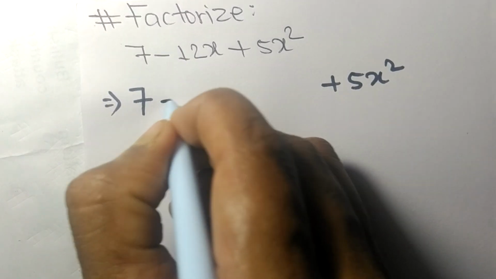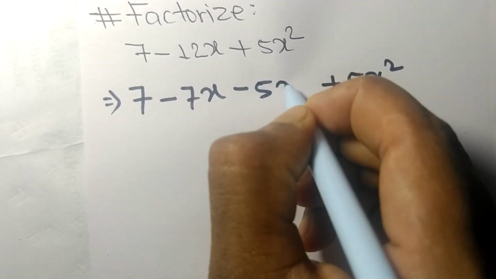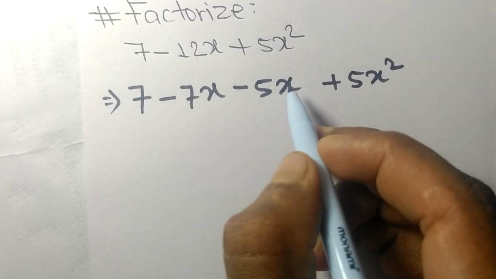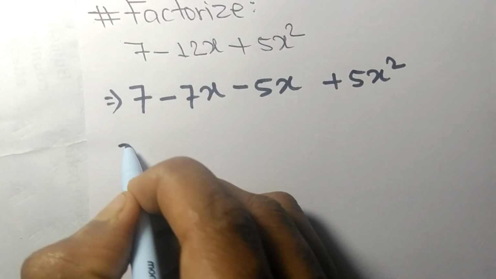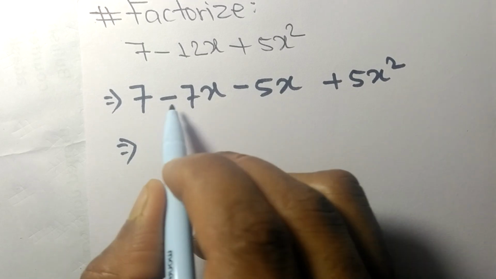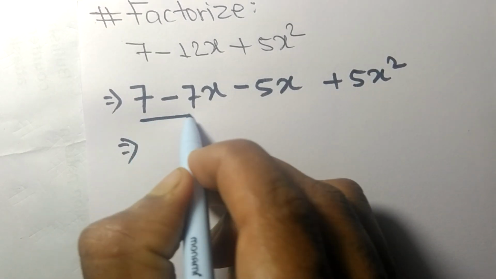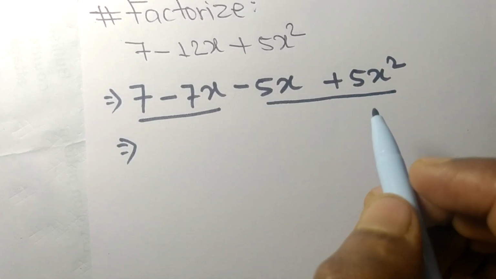So it is minus 7x minus 5x. Minus 7x minus 5x means minus 12x. So now we separate these equations into two parts. These two are the first expression and these two are the last expression.